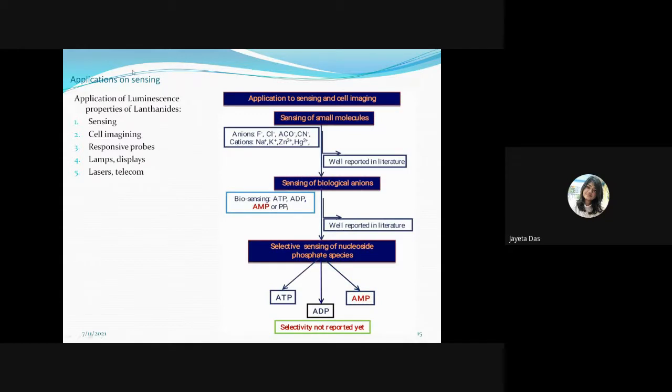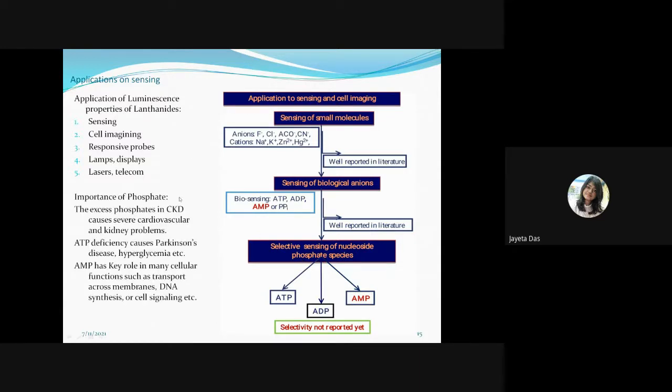And if we focus on the application of sensing and cell imaging, we can see that it can sense small molecules, such as anions, all types of anions, and cations. In previous research, this is very well reported. And in the case of biological anions like ATP, ADP, AMP, or phosphate, these are also very well reported in the literature. But selective sensing of nucleoside phosphate species, meaning how we can selectively sense only AMP, ADP, or ATP, is ongoing research, and people are trying to achieve it.